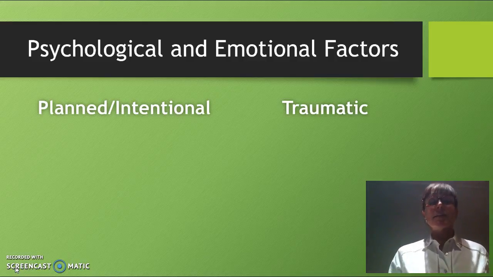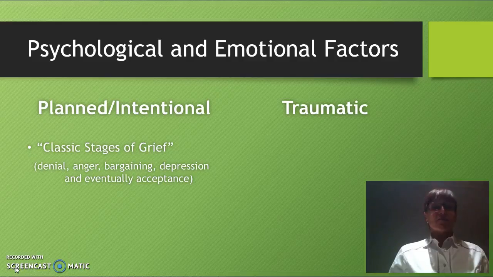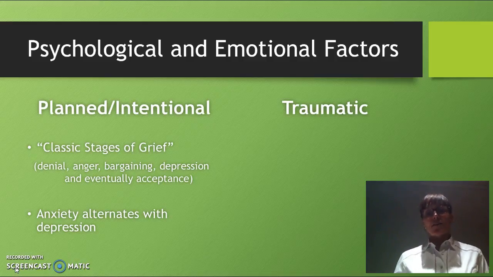So let's look at the planned intentional amputation. Those amputees may experience the classic stages of grief. We all have heard about the denial, the anger, the bargaining, the depression, and eventually acceptance. As well as the classic stages of grief, a planned intentional amputee may experience anxiety that alternates with depression. They get very anxious, then they get depressed. That's a common occurrence with those people that have had a planned intentional amputation.